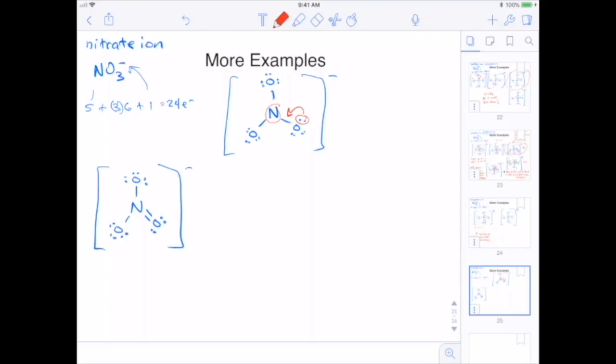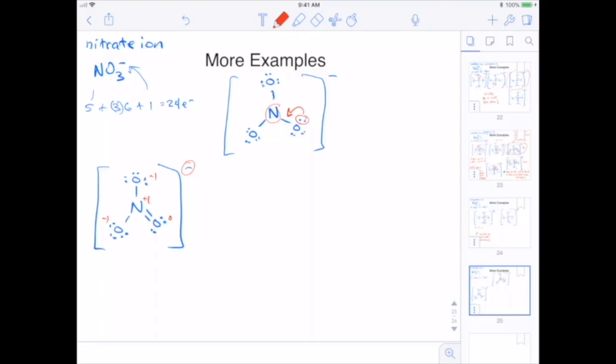We now know that this oxygen with the double bond has a formal charge of 0, and the oxygens with a single bond will have a formal charge of -1. The nitrogen comes in with 5 valence electrons. It's only surrounded by 4, so the nitrogen would have a formal charge of +1. Notice that these still all add up to 1 minus charge.